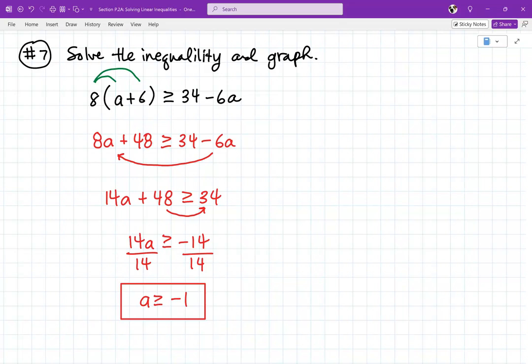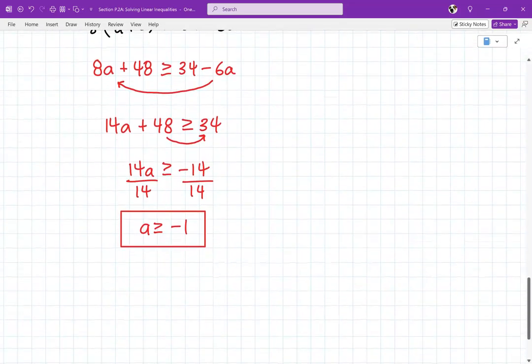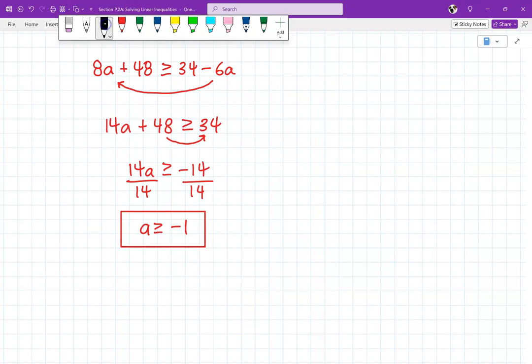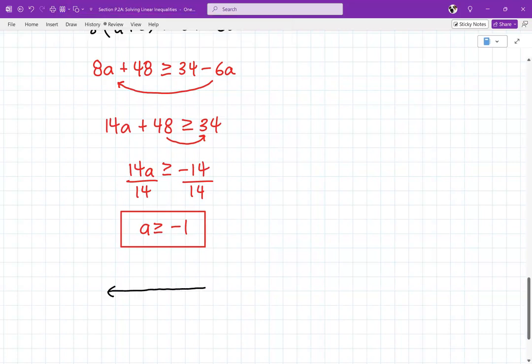I'll graph it, and then we'll move on to the last problem. So here we go. The graph for this one should look something like this. By the way, your homework will have all the graphs there for you. You're not going to have to draw them. They'll be there already. But if you want to draw your own, go ahead. But there's mine.